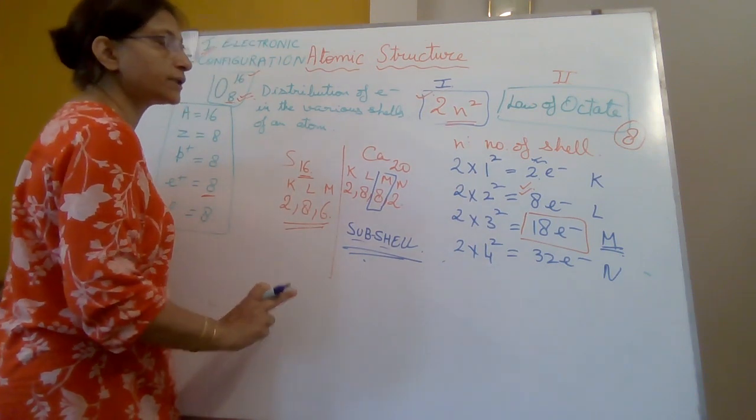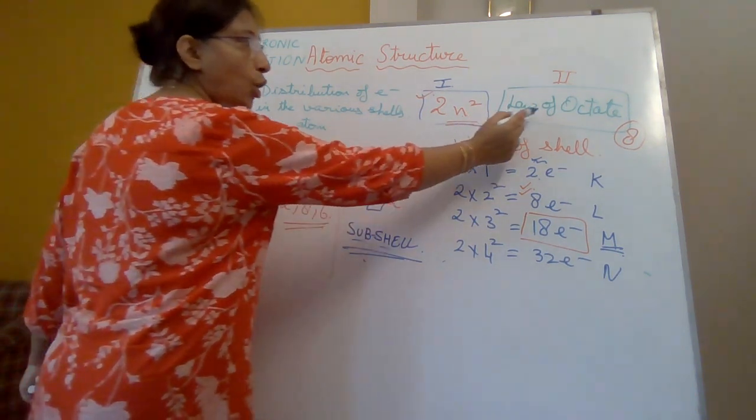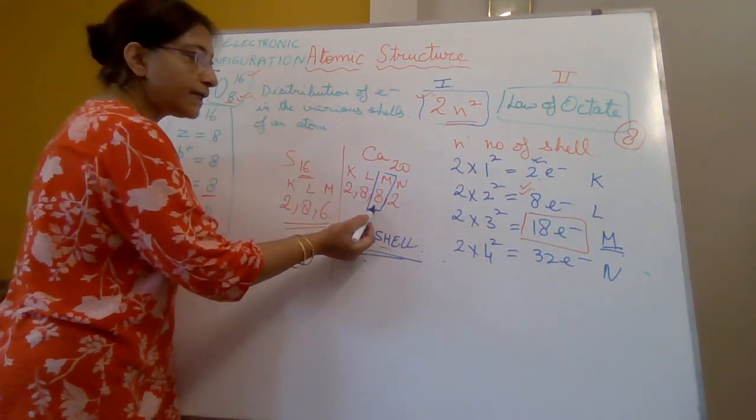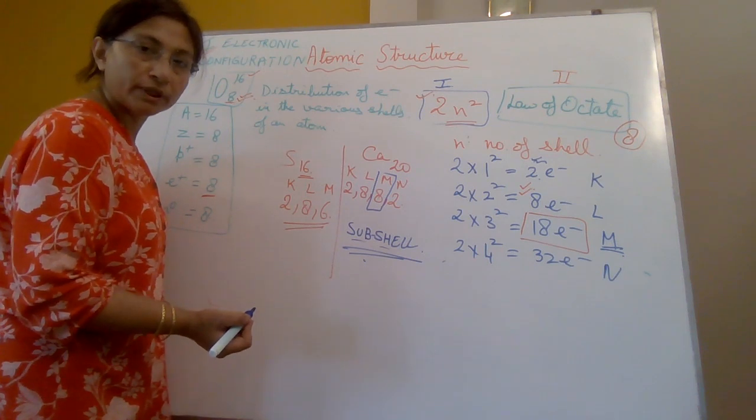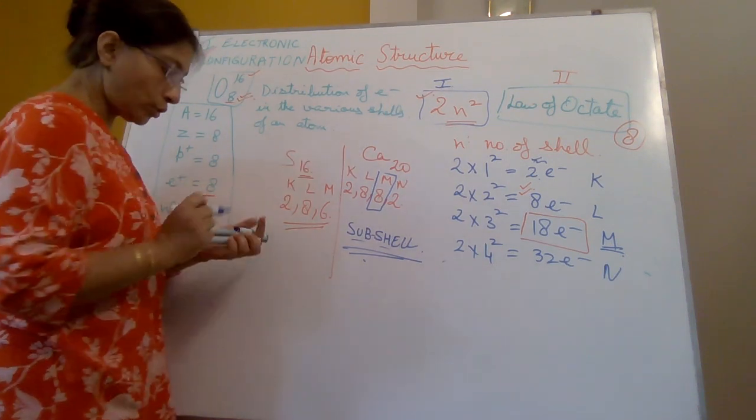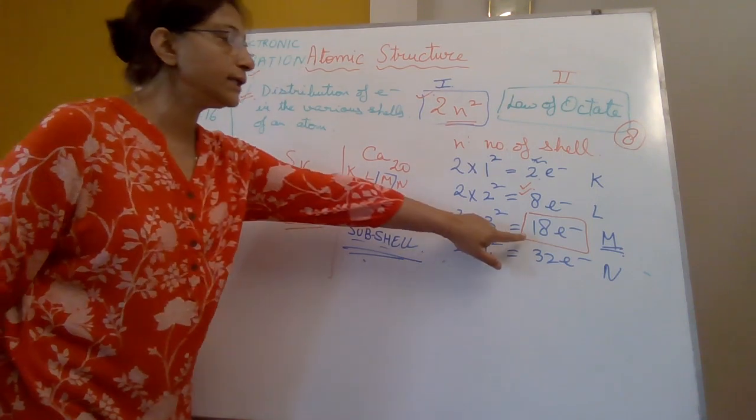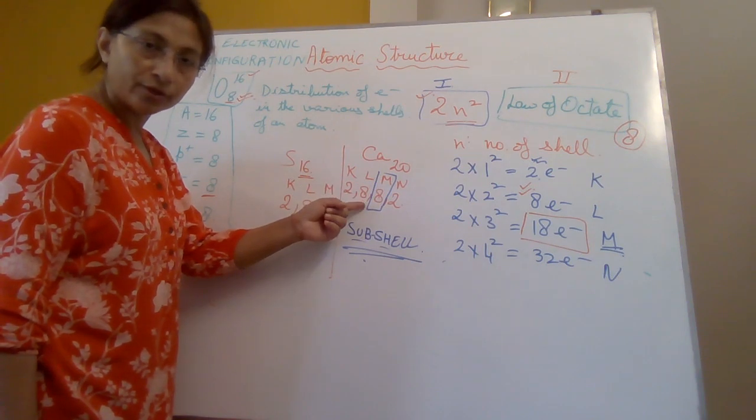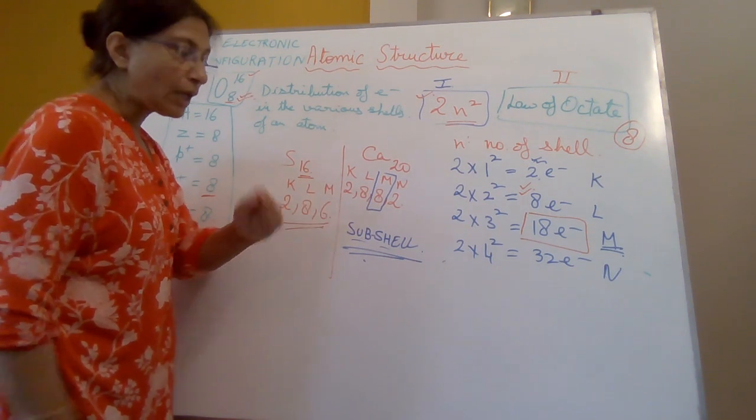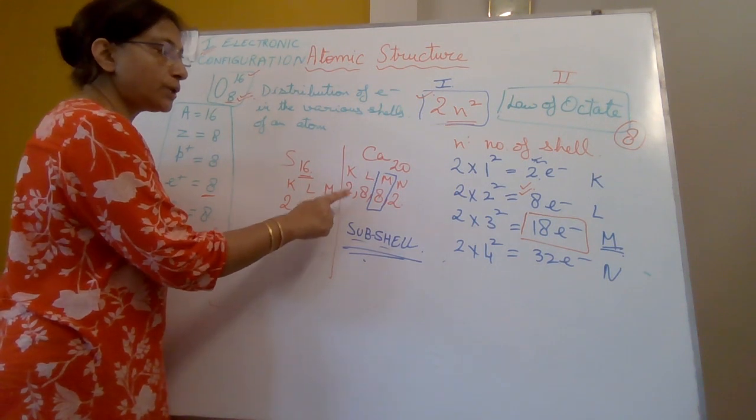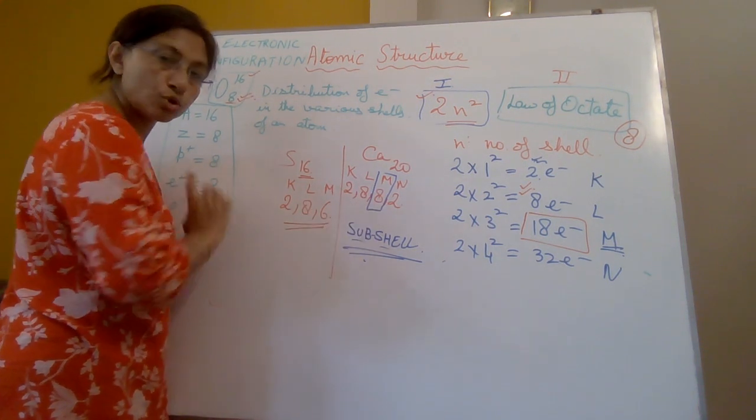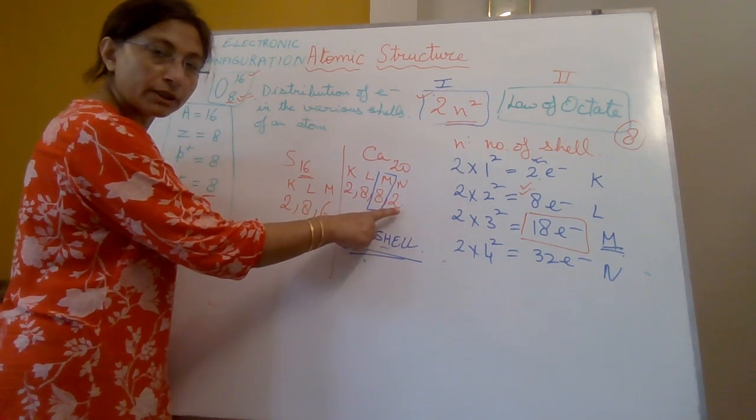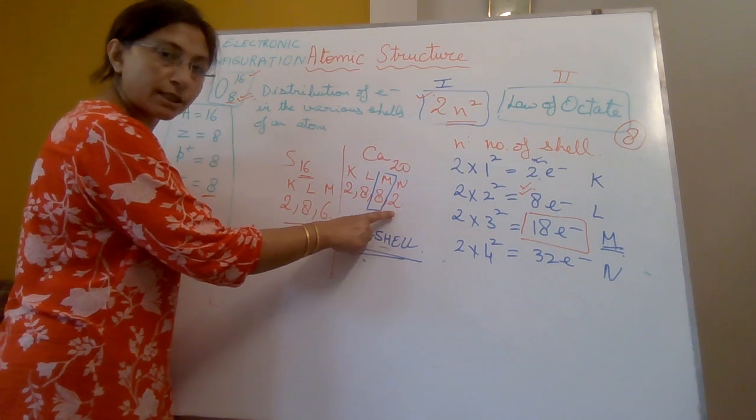आपको बस एक चीज याद रखनी है, that is the law of octet. किसी भी शेल में आपको 8 से ज्यादा इलेक्ट्रॉन्स को accommodate नहीं करना है. Even though the 2n square is saying that yes, 18 electrons can be accommodated, we will be using only 8 electrons in this shell. So the configuration of calcium becomes 2, 8, 8, 2.